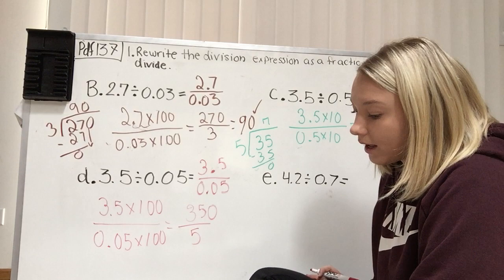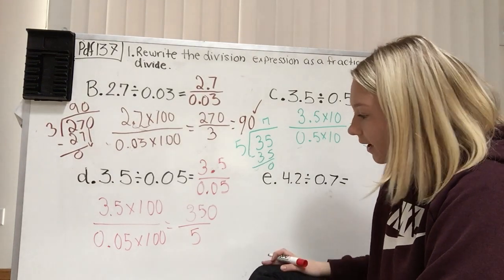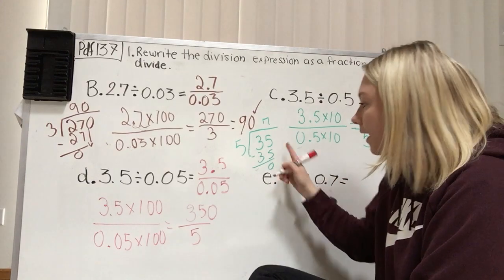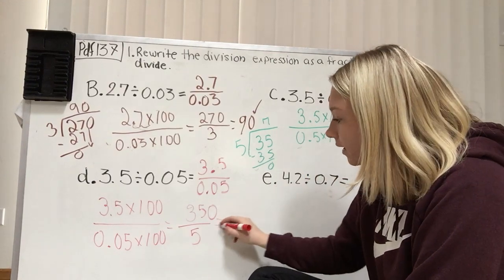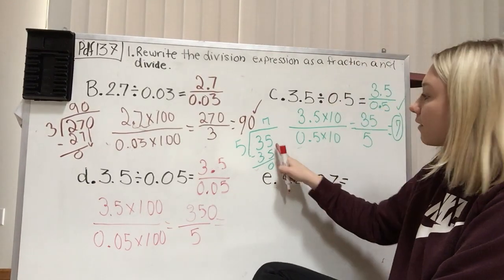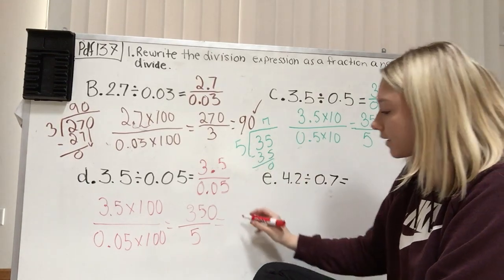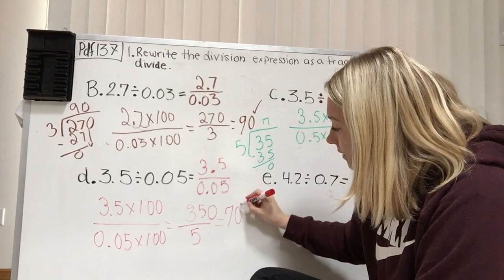All right. So now we have to divide. So 350 this time divided by 5. If you want to rewrite it, you can. If not, I know that 35 divided by 5 was 7. So if I add that extra 0, it's going to be 70.